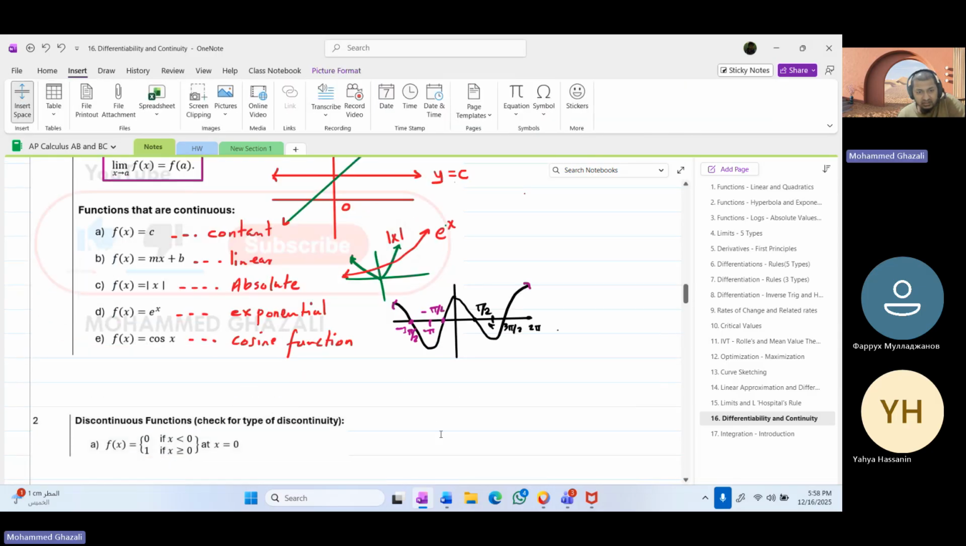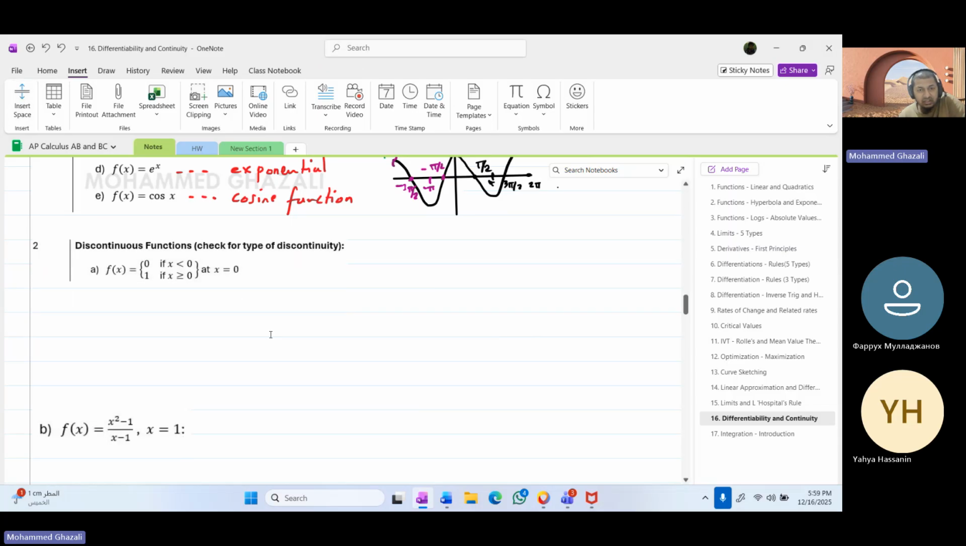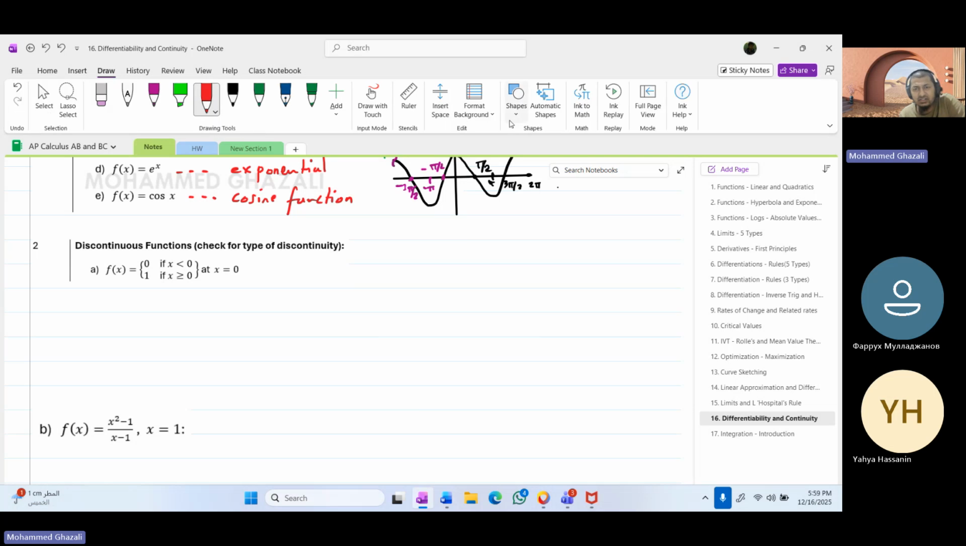Are we good? So let's look at discontinuous functions now. Check for the type of discontinuity. This is what we need to focus on. Look at this. We've got f of x is equal to 0 and f of x is equal to 1. Sometimes it's good to draw the function and check what's happening. So I will just draw it and we'll be able to check for the type of discontinuity.